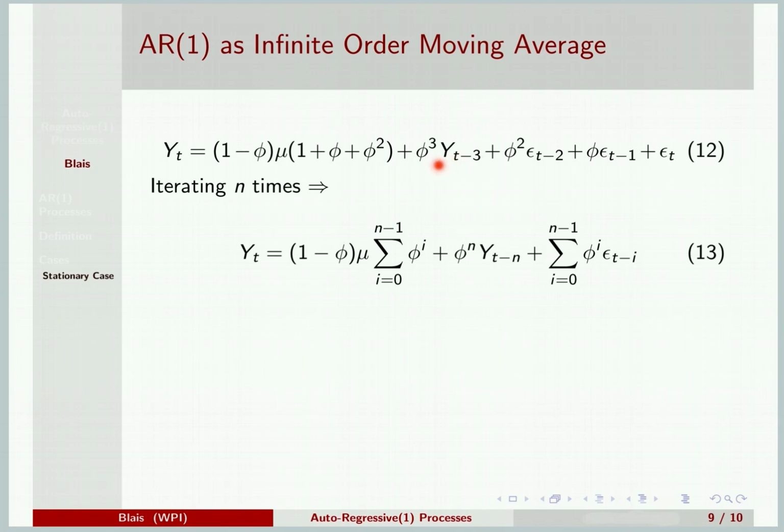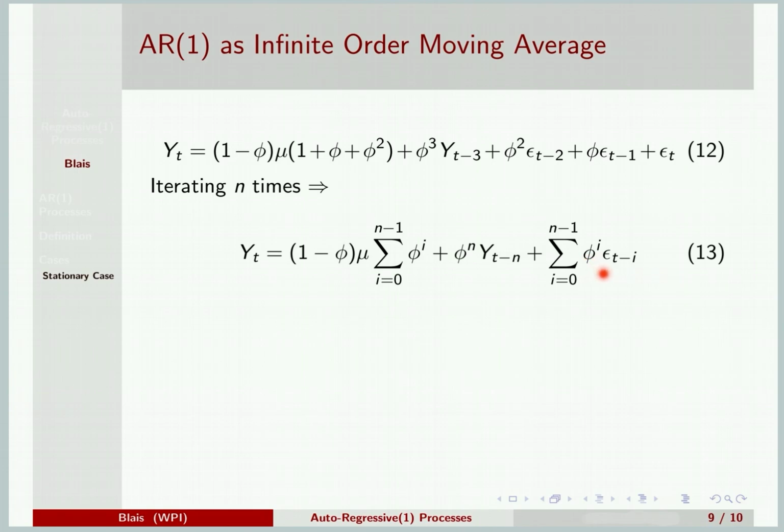This term here, when you iterate n times, will be phi to the n y_{t-n}. And then the remaining terms, you notice here we had done it twice, and so we were summing up these weighted noise terms up until time 2. Actually, sorry, we had done it 3 times. So n minus 1. We sum n minus 1 copies of epsilon_{t-i} phi to the i.